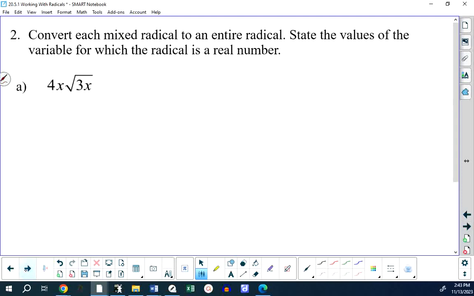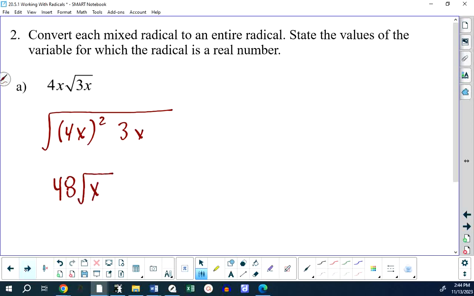All right. Convert each mixed radical to an entire radical. Well, this should be a piece of cake now, because if we want to move that 4x underneath, we have to square it. And there's nothing wrong with you writing underneath 4x times 4x. 4 squared is 16. Multiplied by 3 is 48. Square root of 48x cubed.